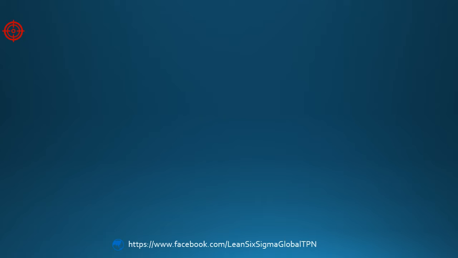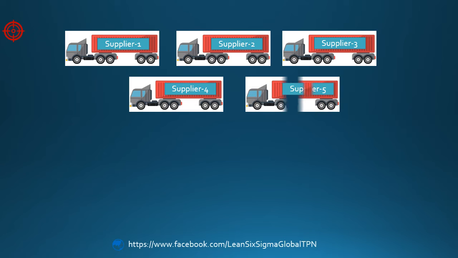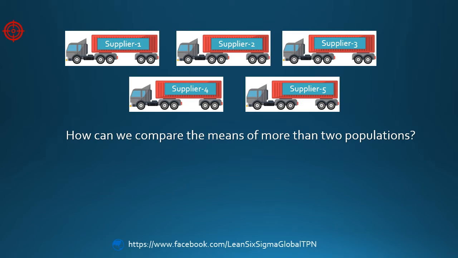ABC purchases nylon fiber from 5 different suppliers. Suppose a quality engineer at the company wants to compare the strength of the fiber from 5 suppliers to determine whether the strengths differ, and if so, to determine which of the suppliers produce the strongest fiber. In Chapter 3, we used the two-sample t-test to compare two population means, but how can we compare the means of more than two populations?